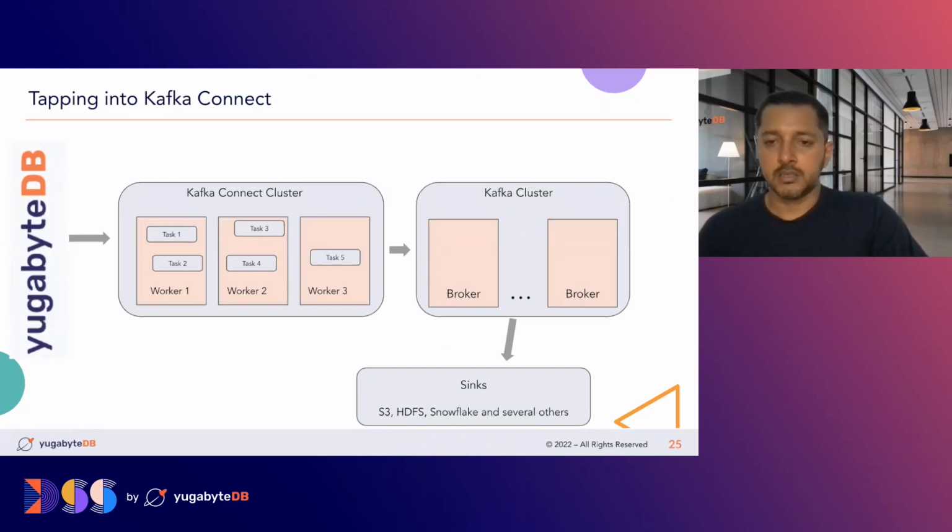Going with Kafka has given us an advantage in terms of sinks. The ecosystem of Kafka has a lot of sinks already available. So once your data is in Kafka, there are multiple solutions already available to get the data out from Kafka to S3, HDFS, or Snowflake.